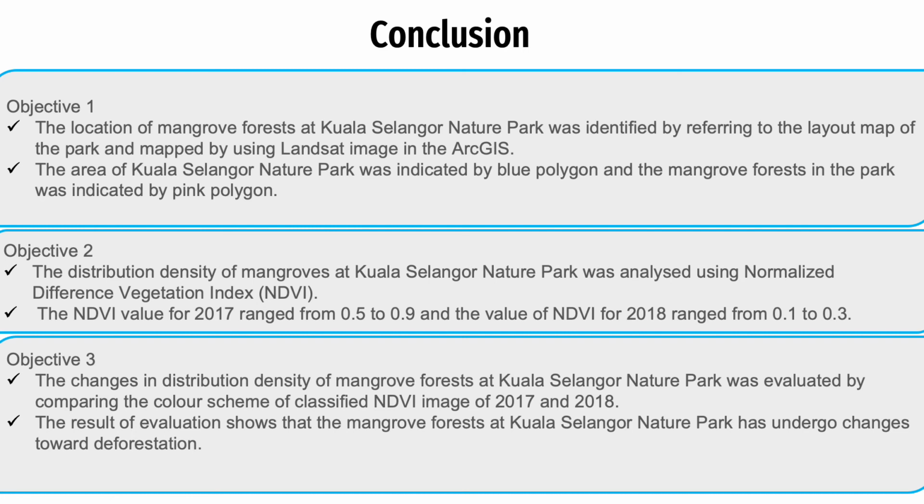Objective 2 is achieved: the distribution density of mangrove at Kuala Selangor Nature Park was analysed using NDVI. The NDVI value for 2017 ranged from 0.5 to 0.9, and the NDVI value for 2018 ranged from 0.1 to 0.3. And next is the objective 3 result. The changes in distribution density of the mangrove forest at the park were evaluated by comparing the color scheme of the classified NDVI image of 2017 and 2018. The result of the evaluation shows that the mangrove forest at the park has undergone changes towards deforestation.